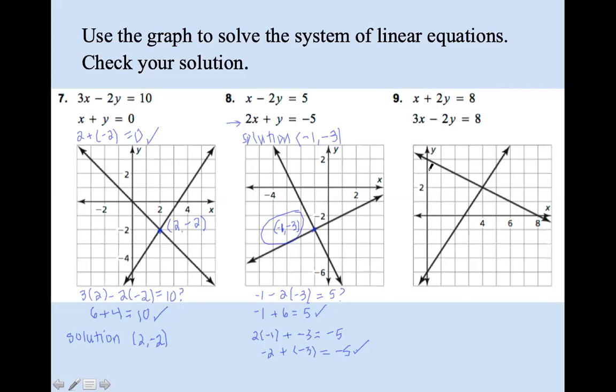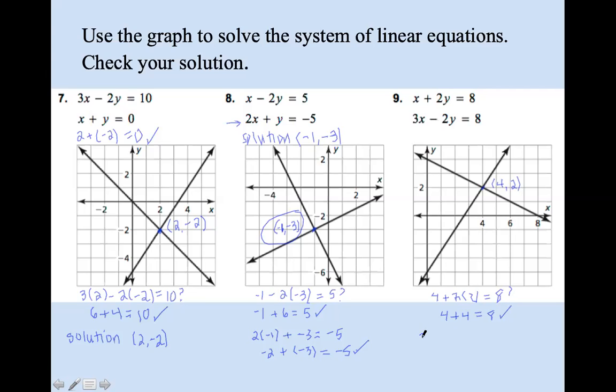All right, let's look at number 9. This time it looks like these two lines cross at, let's see, we're going 4 to the right and 2 up. So the point of intersection I want to check this time is the point (4, 2). So I'm going to put 4 in here and 2 in here and see if it's equal to 8. So is 4 plus 2 times 2 equal to 8? Well, let's see. 2 times 2 is 4. 4 plus 4 is certainly 8. So it works in the first equation. Again, you have to put it into the second equation to verify.